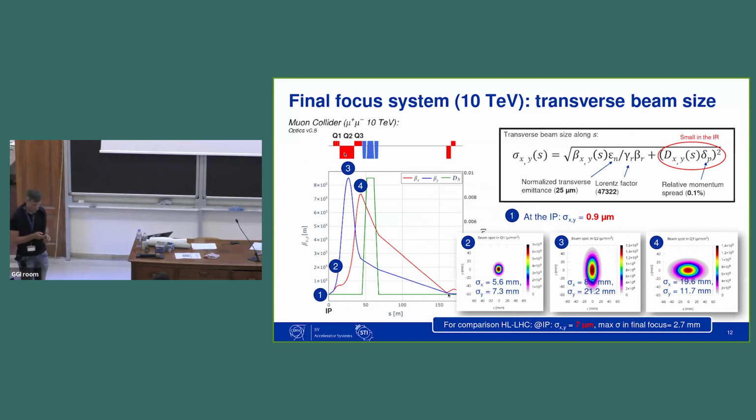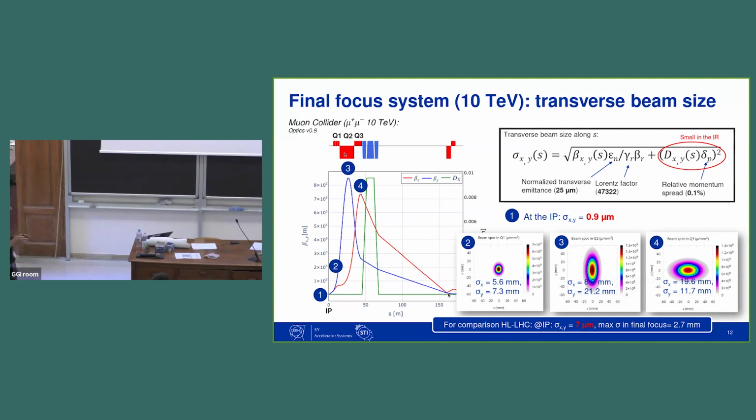Now, based on these optics functions, we can calculate the transverse beam size along the machine. So we assume that the beams are Gaussian. Sigma is, of course, the standard deviation. You already heard this formula: sigma is given by the square root of the beta function as a function of s times the normalized transverse emittance, of course, the relativistic factors, and also the dispersion contribution. The dispersion function in the interaction region is by design quite small, so we can neglect this term here.